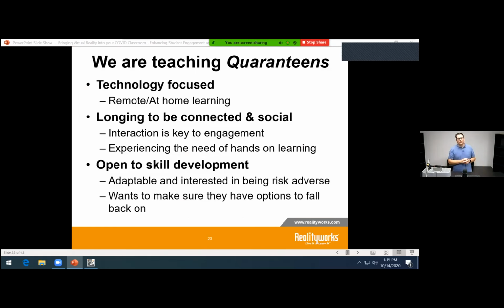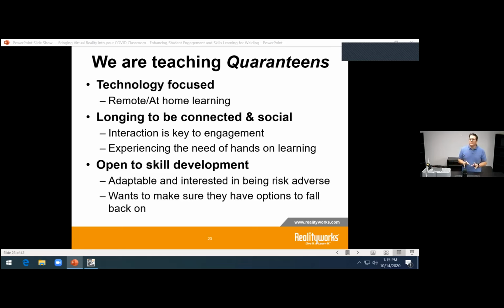Now, one of the new and interesting things here is what is being called teaching quarantines. That's one of the new terms they're using, this idea of quarantines. Some of the features of a quarantine are a technology focus, remote at-home learning, a longing to be connected and being part of society. One of the things we're seeing is that the interaction is key. They are experiencing the need for hands-on learning, and how can we get to them? And then open to skill development.